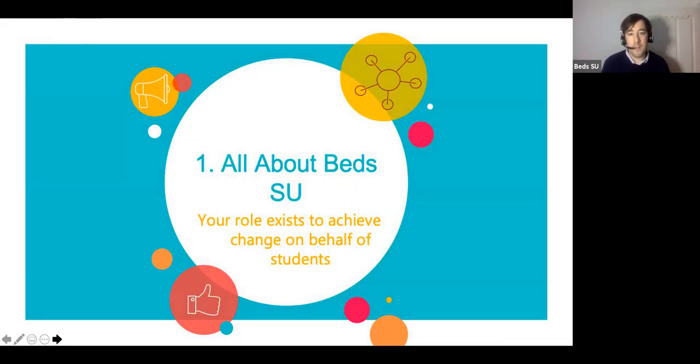So all about BEDS SU. The key thing to remember through this is that as a co-president or a co-vice president, your role exists to achieve change on behalf of students. Students will have elected you into a position and they will expect that you work on their behalf and you advance positive changes to their lives as students and their well-being.